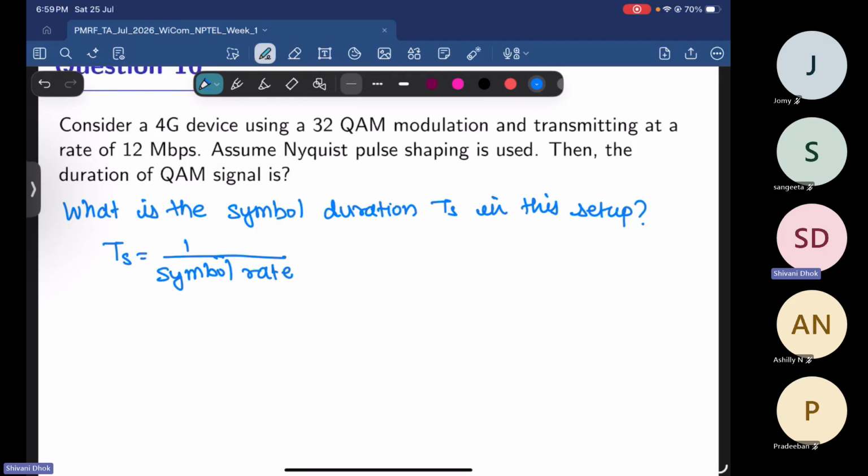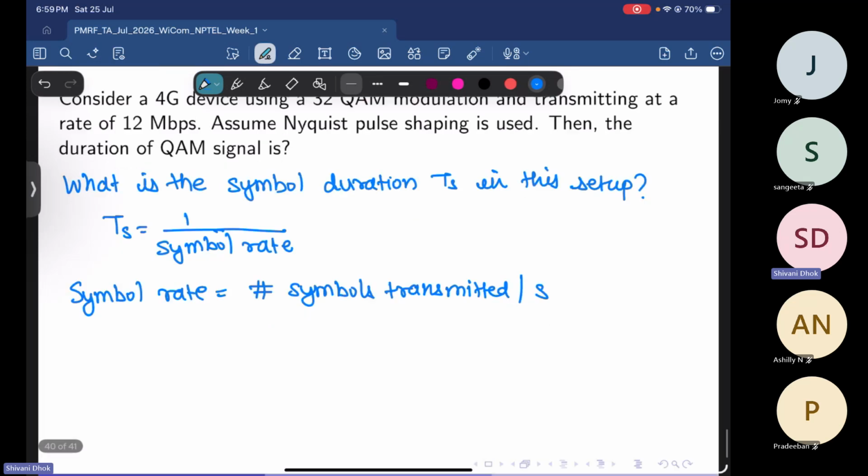So what we want to first find out is the symbol rate. So this results in a question of what is symbol rate. By definition, this is the number of symbols transmitted per second. Okay, what are we given?